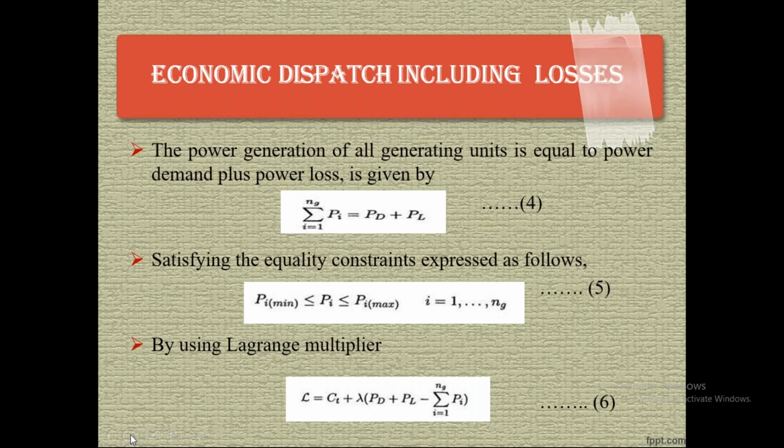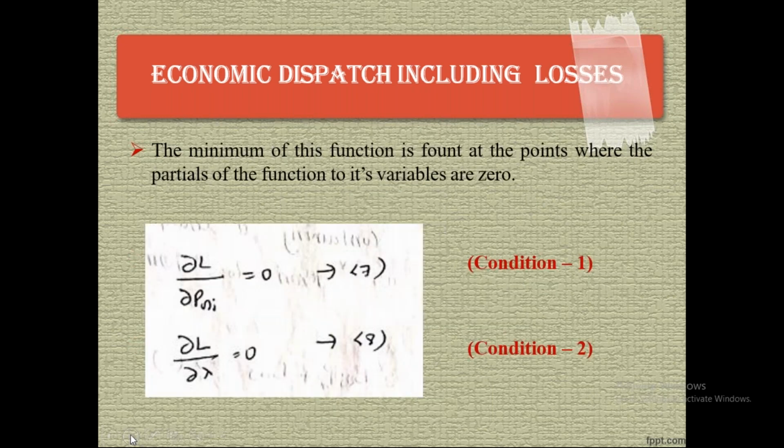So next, go to the next slide. Same as what we did in the previous derivation, here also we have to solve in 2 cases, 2 conditions. Condition 1 is we have to differentiate the Lagrangian equation with respect to PGi, and it is equal to 0. At the same time, we have to differentiate the Lagrange equation with respect to lambda and equate it to 0. So we have to derive in 2 conditions.